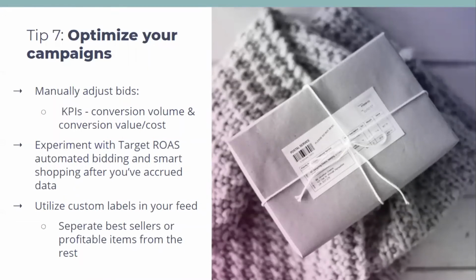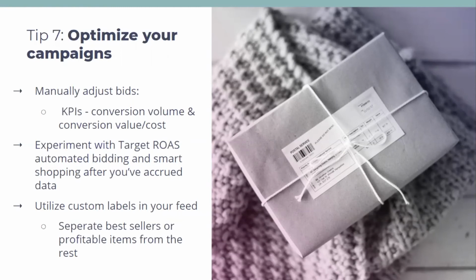So definitely experiment. With shopping, you can't run a traditional experiment within Google Ads, but you can switch over for a time period and compare. Just definitely let it generate data. Those automated bidding strategies are powered by data, so the longer you run it, the better it should get.